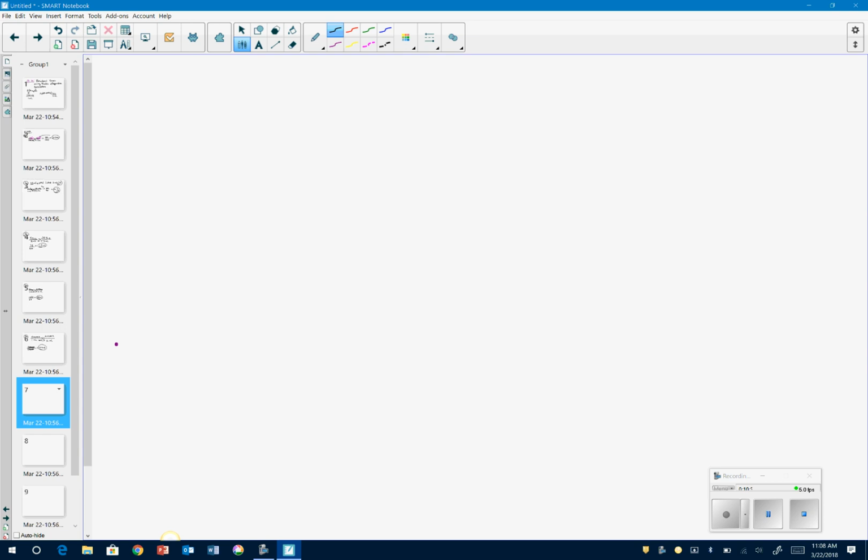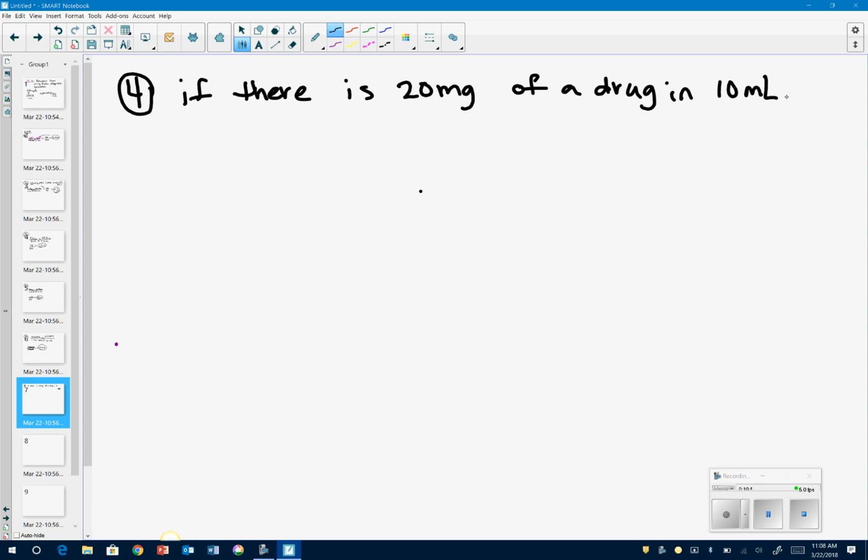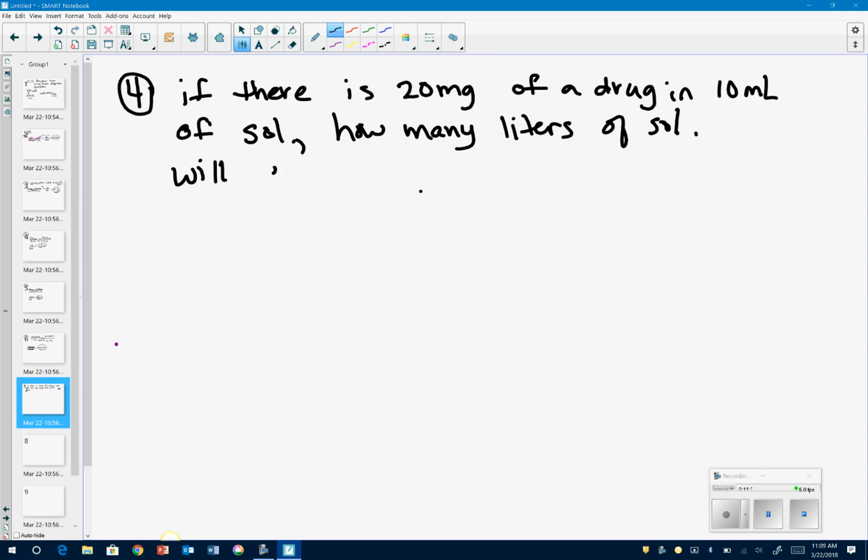Okay, now we're going to do one that we have to convert, so I'm going to write it up here. Number 4. So if there is 20 milligrams of a drug in 10 milliliters of solution, and we'll abbreviate that, how many liters of solution will contain 1 gram of the drug?